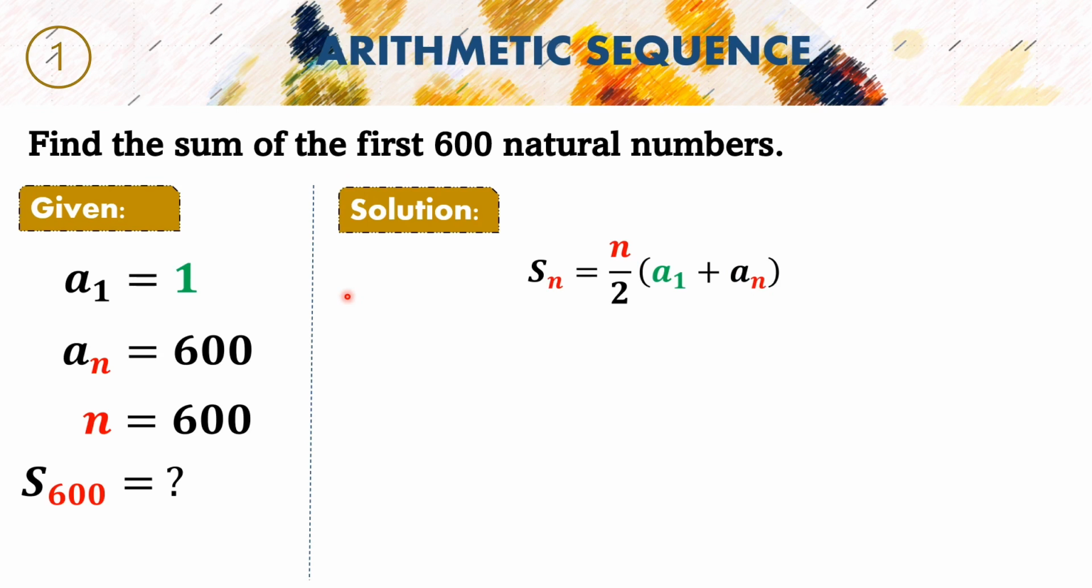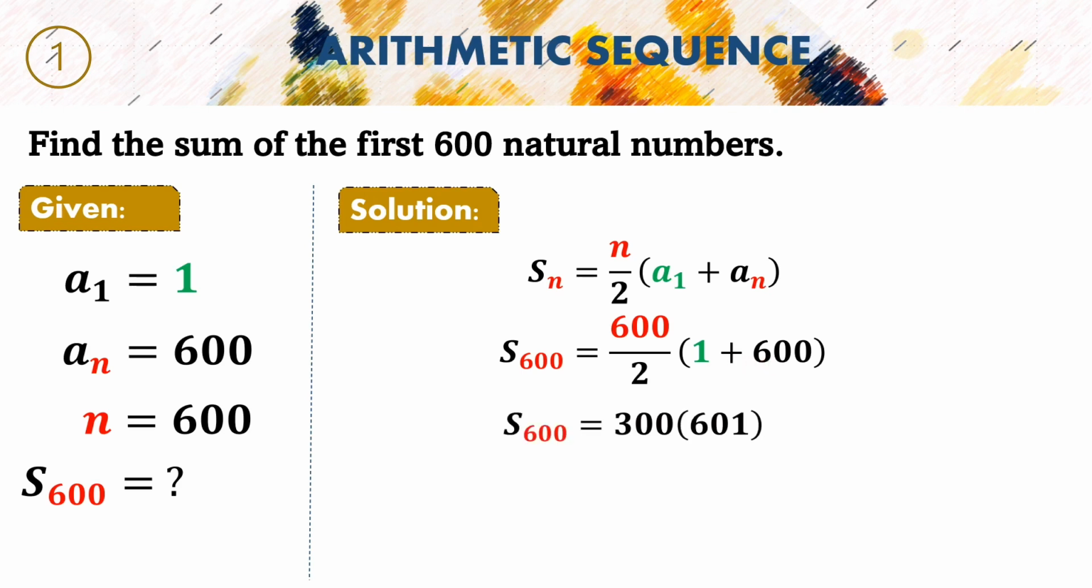Our solution, we're going to use formula 1. We know already that the last term is 600. And there are 600 terms to be added. So that is S of 600 equals 600 over 2, quantity 1 plus 600. So that's 300 times 601. Therefore, the sum of 600 terms is equal to 180,300.